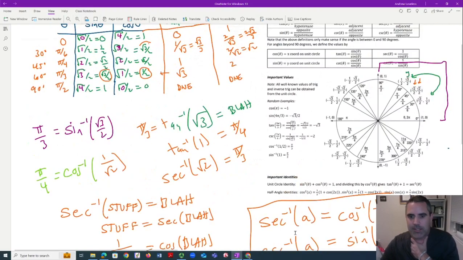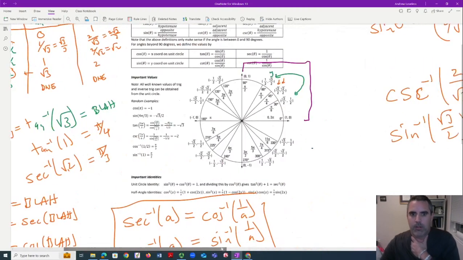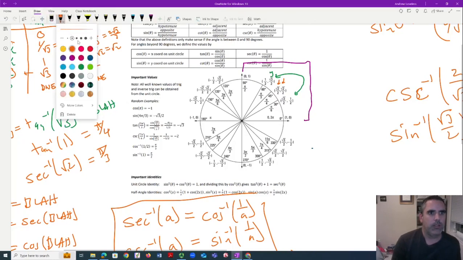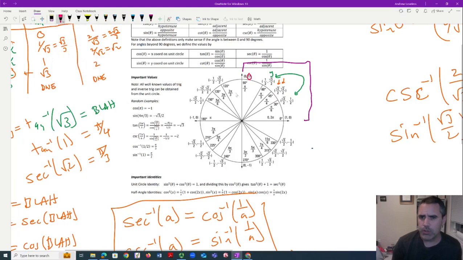But in my mind, everything is in this table. When someone asks me what inverse cosine of a half is, I look for a half right here. When somebody asks me what inverse sine of 1 is, I look for a 1 in the y-coordinate. So those are in the unit circle. When somebody asks me inverse tangent of 1, I think about when sine and cosine are the same. Okay, hope that helps a little bit.